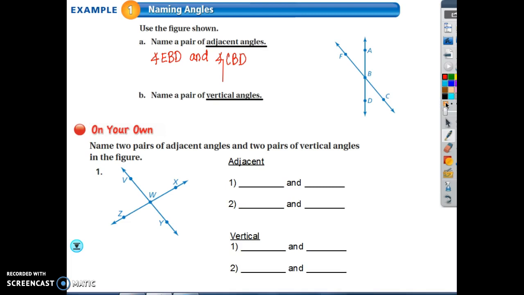So I'm going to pick an angle. My first angle is going to be the angle ABF. I just picked any angle I wanted, angle ABF. Then I go back to my figure and I look directly across the X. And I see this angle here, starting at C, going to B, ending at D. So angle ABF and angle CBD are vertical angles.